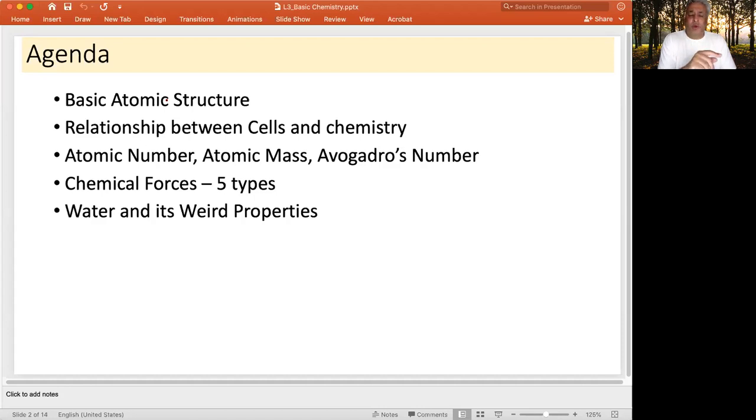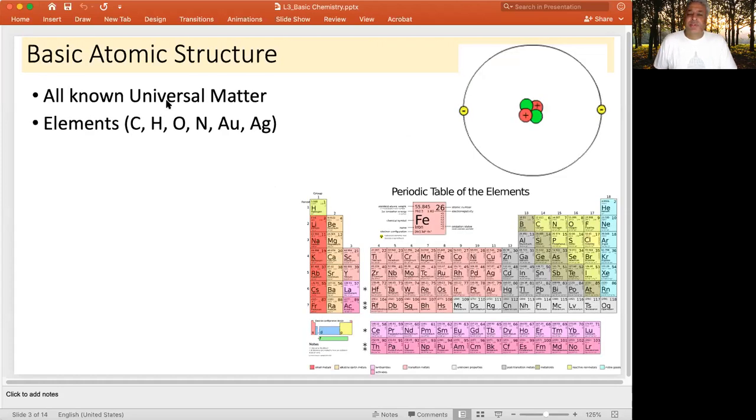And then we'll quickly talk about some weird properties that water has. And those weird properties, unusual properties, make life possible as far as we know in this universe on this planet. So let's get started. About 20 minutes, I should say. So where do we start? We start with some basic atomic structure.